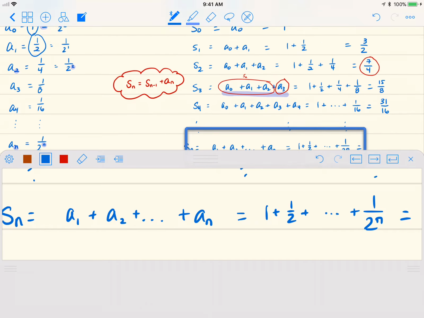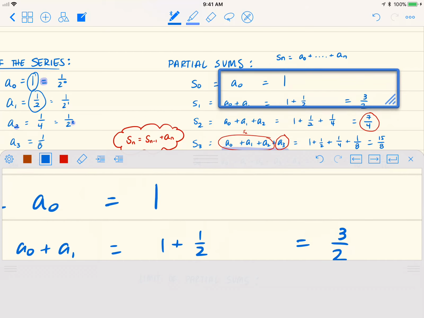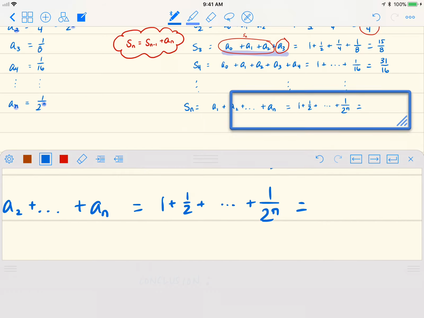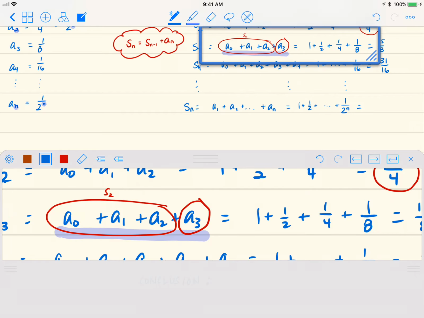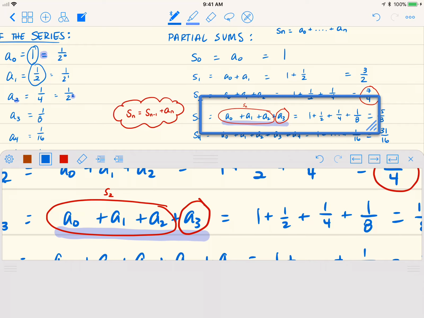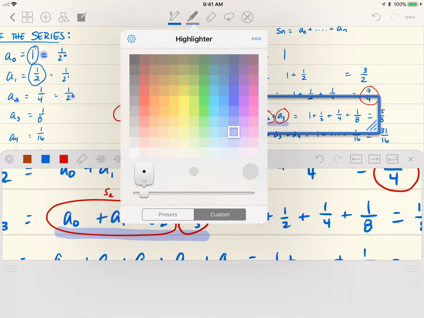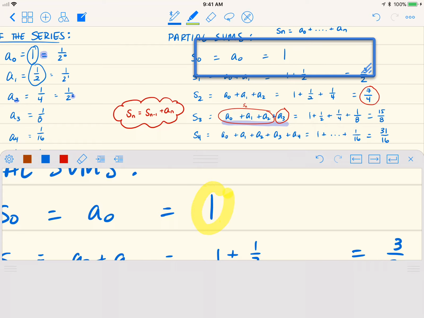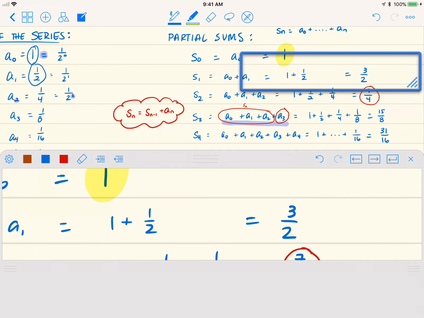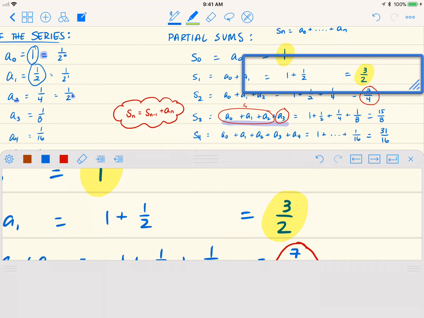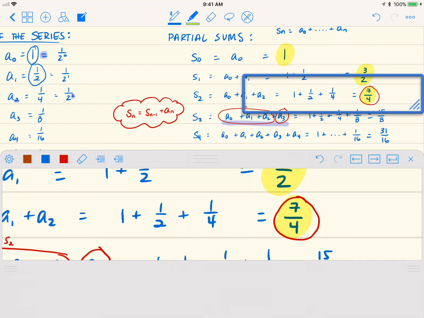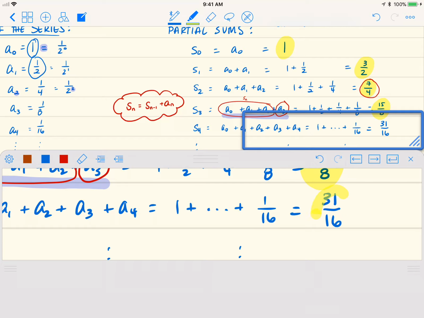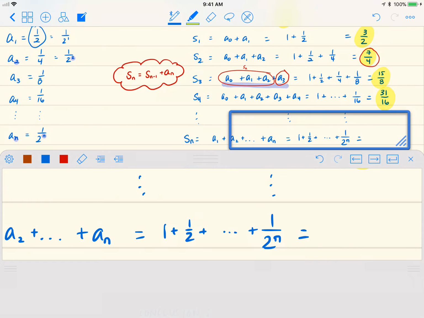Okay. Now, do we see a pattern? Because we need to come up with a formula for Sn. So the question is, do we see a pattern? Let's highlight what we have so far. We've got 1, 3 over 2, 7 over 4, 15 over 8, 31 over 16.